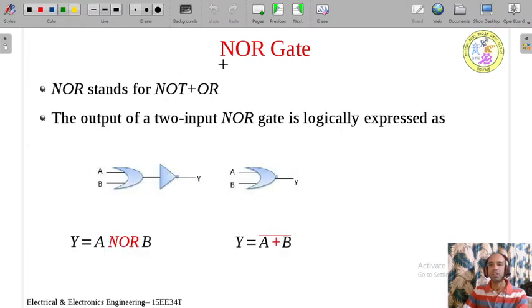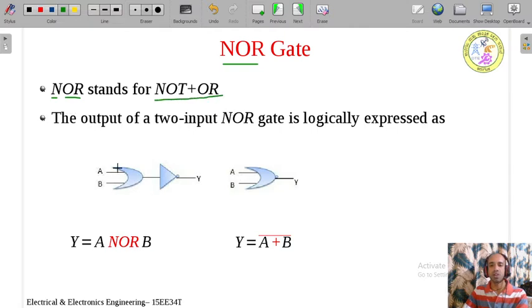Next we shall have the NOR gate. Just as we have the AND gate, in the same way we have the NOR gate. So the NOR gate is a combination of NOT and OR gate. The OR gate is there and you add one more NOT gate to it. So this forms a NOR gate, that is nothing but NOT plus OR.